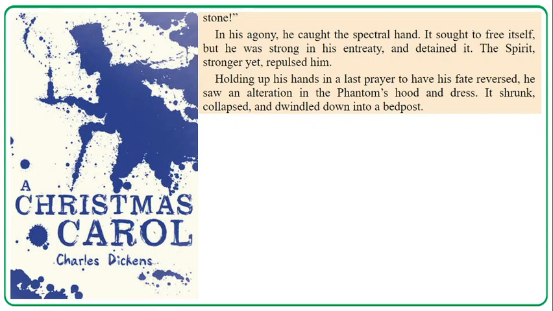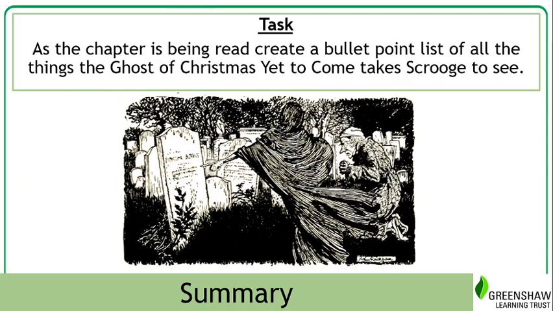Okay, Year 10, so that is the end of the chapter. As I said, we're going to look over it again in more detail next lesson, but for right now, you need to make sure that you have a list of the different scenes, the different things that the Ghost of Christmas Yet to Come takes Scrooge to see in order. So where does he take him first? Where does he take him? What does he see at each of these places? In a bullet pointed list, and that's all you have to have for this chapter, but you do need to have a bullet pointed list of what he's taken to see to complete this lesson.